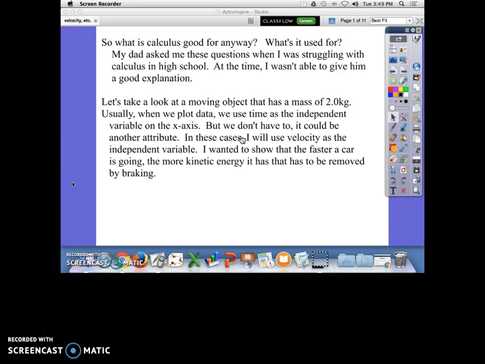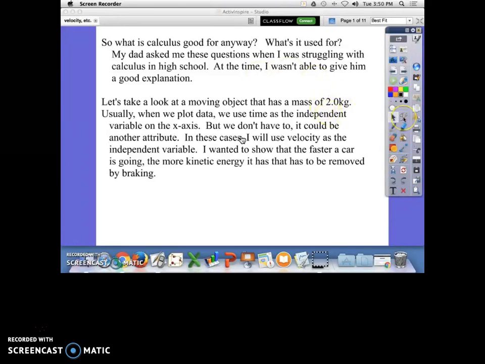So, what is calculus good for anyway? What's it used for? When I was in high school in calculus class, my dad would ask me these questions, and I was having difficulty with it, and I really wasn't able to explain to him exactly what it was for. I would try to use examples. Well, if you're going to space in a rocket, and your rocket's getting lighter, but your thrust is the same, your acceleration's increasing, and he couldn't grasp what it would be good for, and I couldn't explain it.